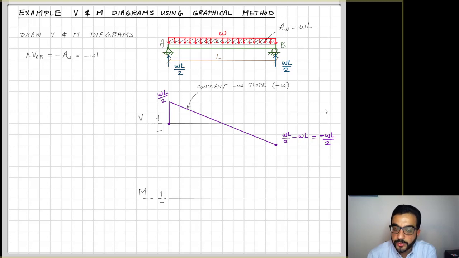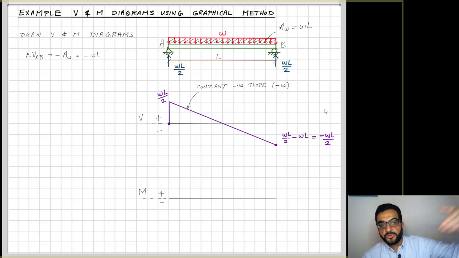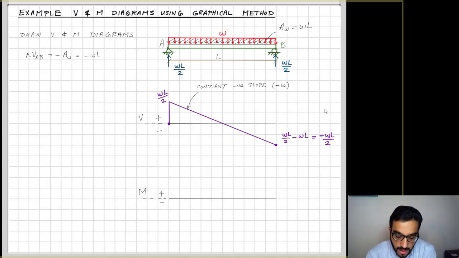A negative constant slope geometrically is equivalent to just a line going downwards. So you're going downwards linearly from WL over 2 to negative WL over 2, and then, like I said, this value hits the reaction, so it brings it to 0. Whenever you go back to 0, so you start with 0 and you end up with 0, that's a good sign. That means that your calculations add up correctly. So it's kind of a free check for your solution. At the end, you end up with 0 if you start with 0.